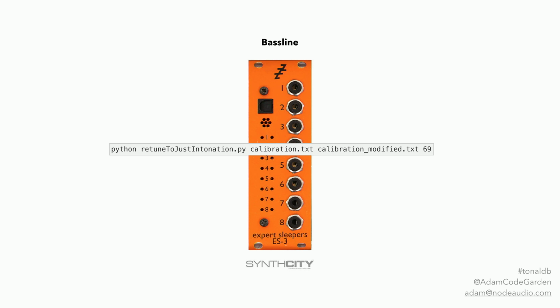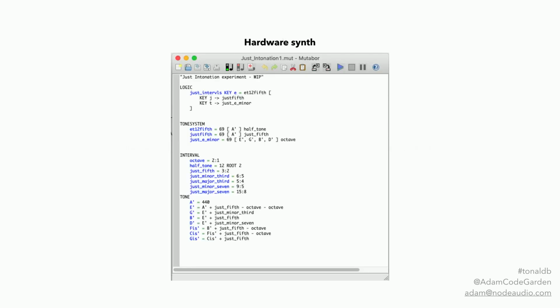Next, I had a hardware synth, a MIDI synth that didn't support MIDI tuning standard. And I found this open source program called Mutabor, which, with its own kind of language, allowed me to describe a similar scale that I could use in my track, and it uses the classic pitch bend trick to retune the synth that way.